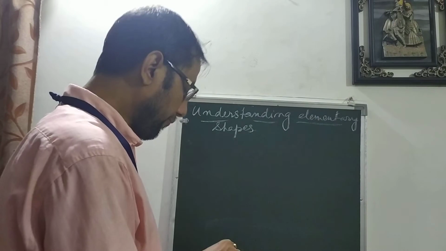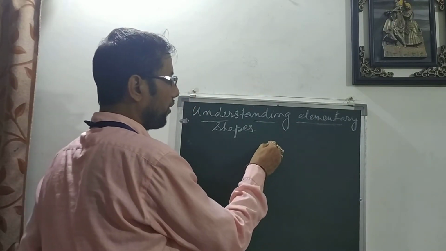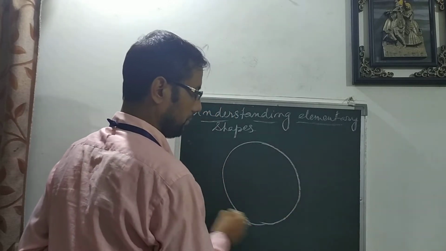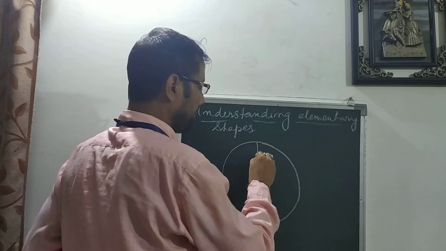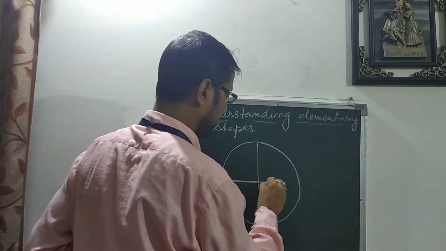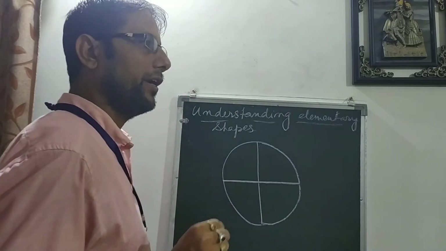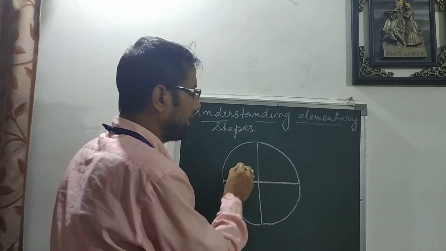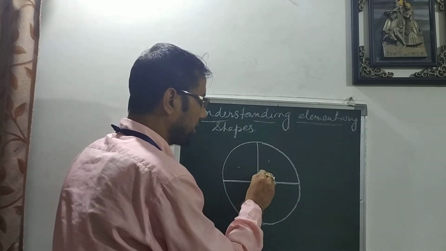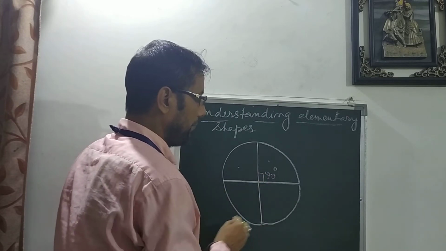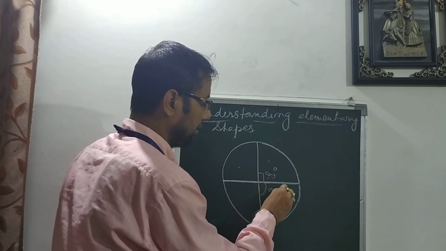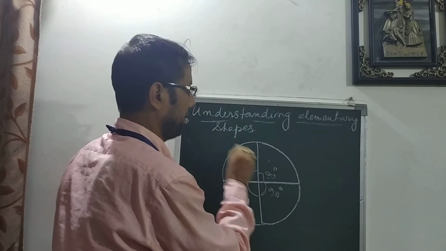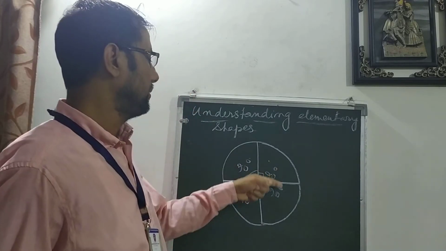Now students, as we have already discussed about the clock and the angle, let us draw a circle over here. Let me divide this circle into 4 parts. As we discussed in the previous class, when the circle is divided into 4 parts, the measurement of this angle is 90 degree, this angle is also 90 degree, this is also 90 degree, and this is also 90 degree. So all angles are 90 degree.